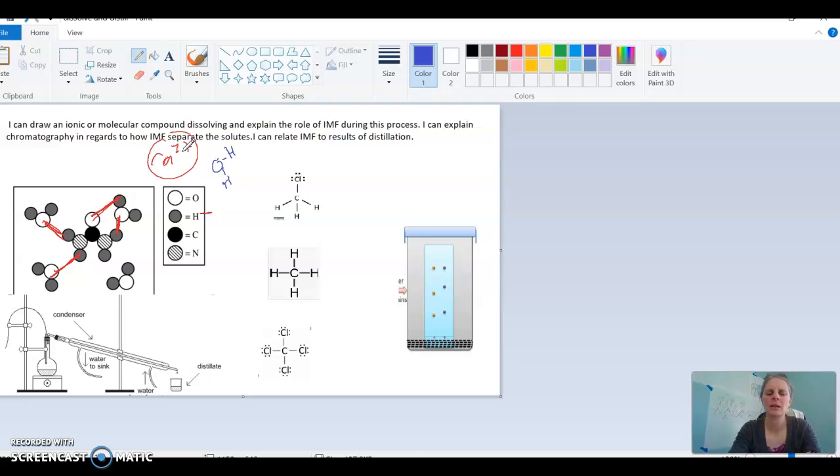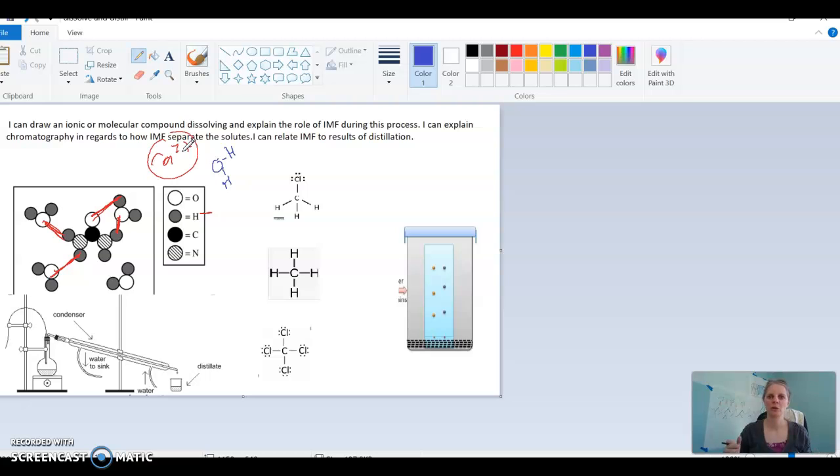Now on the AP test, they're not going to have you draw anything because you have to be able to type everything and you can't type a drawing. So what you'll have to do is interpret something. If you look at this picture over here, you might have to interpret it and say, how does this one dissolve? That's when you say the partial positive side of water, the hydrogen, is attracted to the partial negative side of the urea, which could be found on the nitrogen's lone pairs.